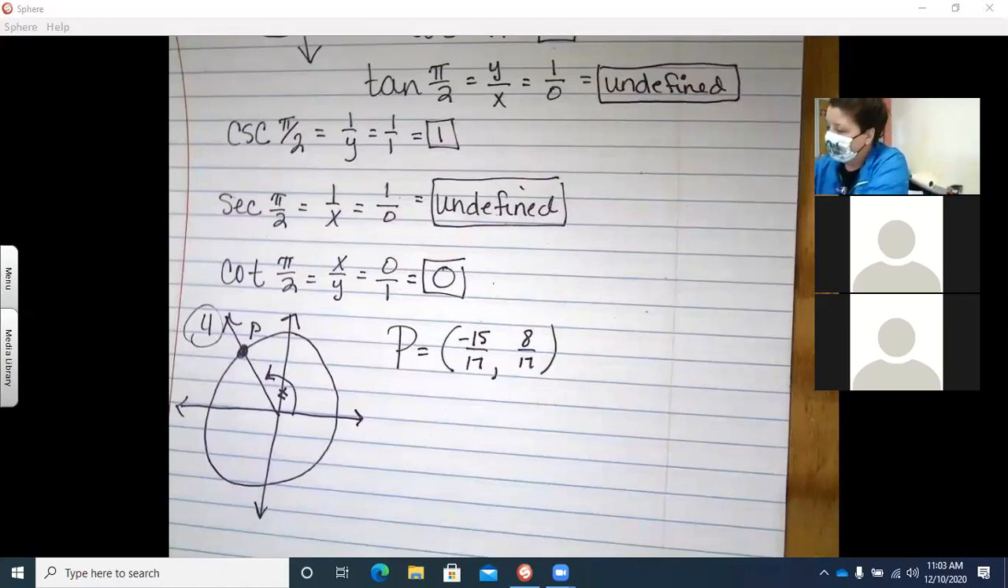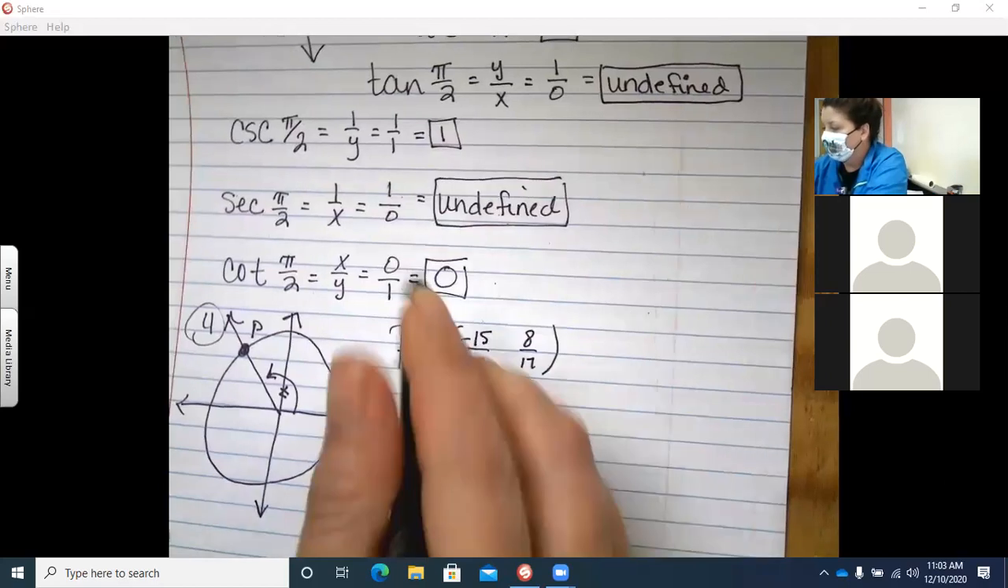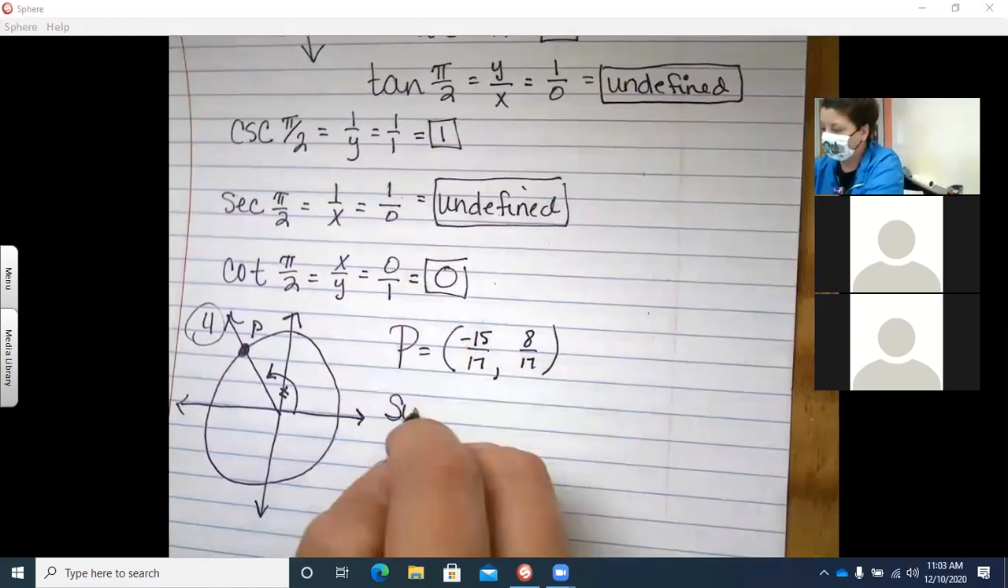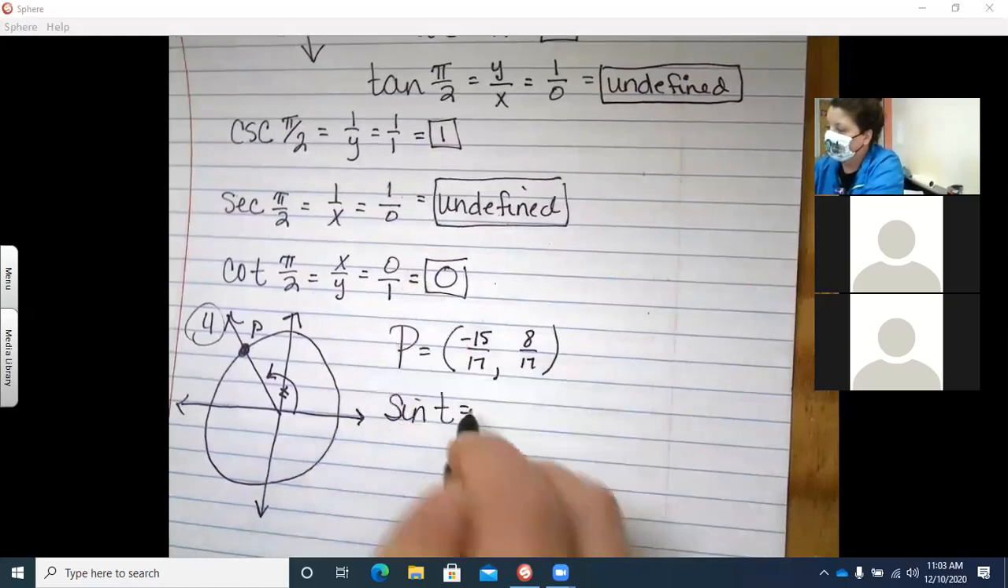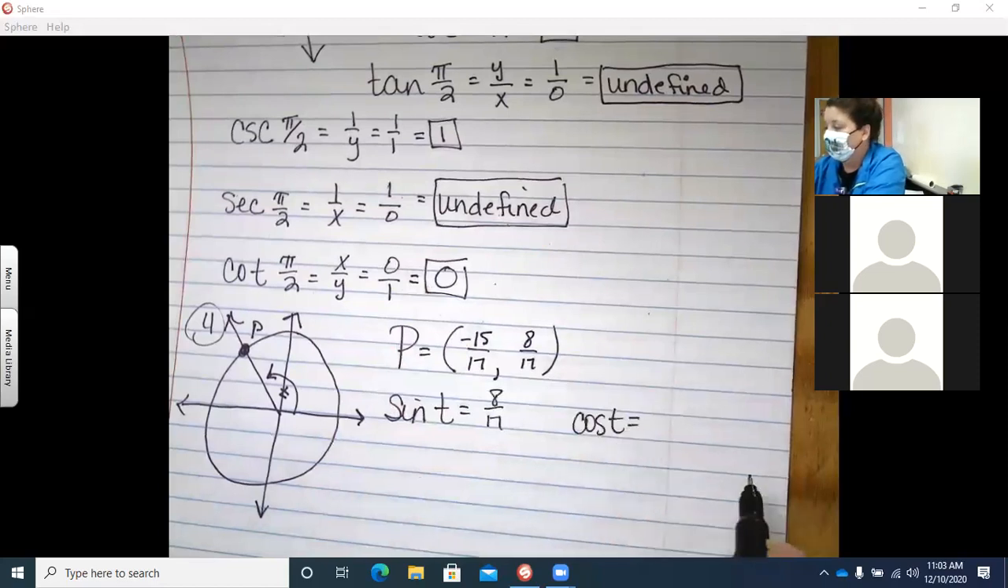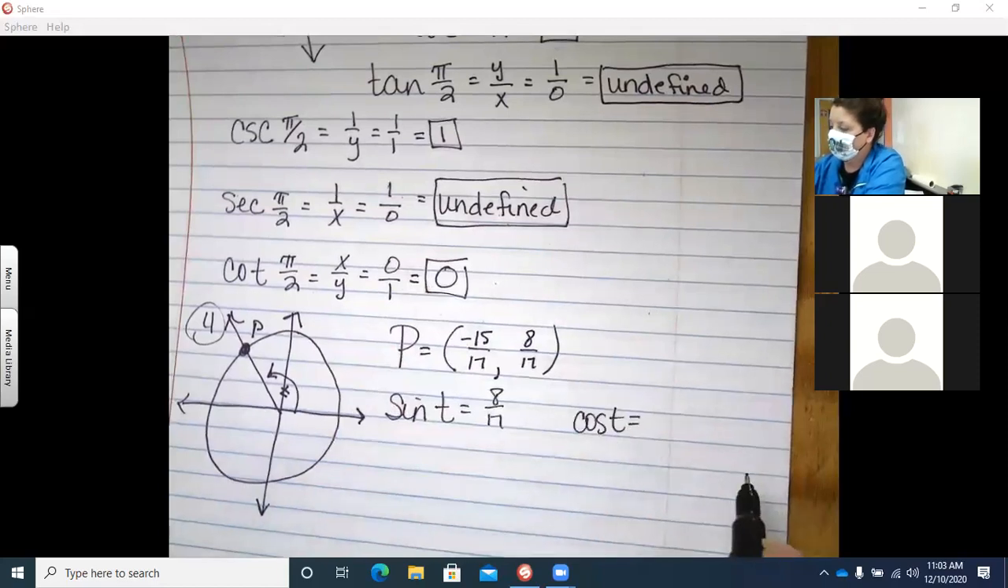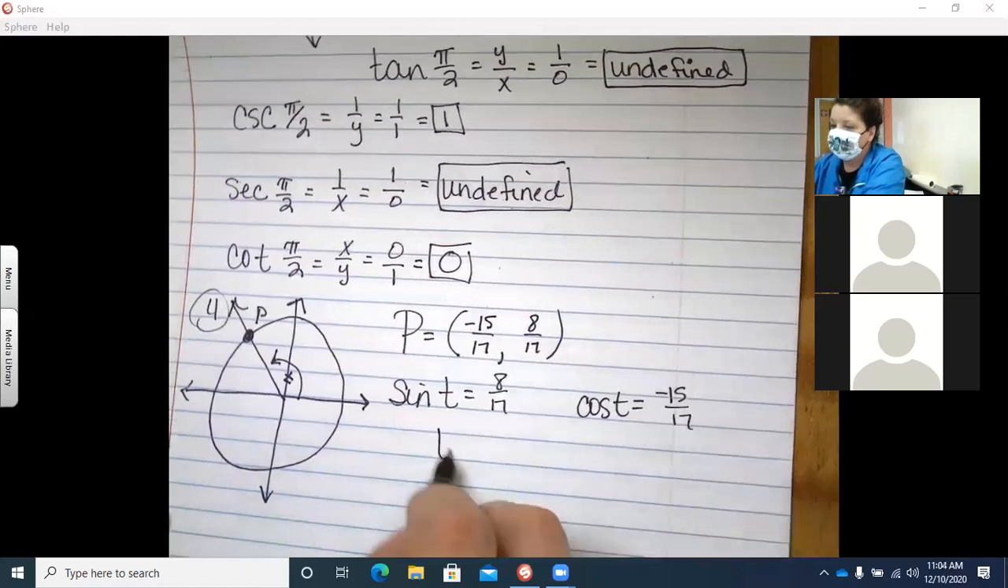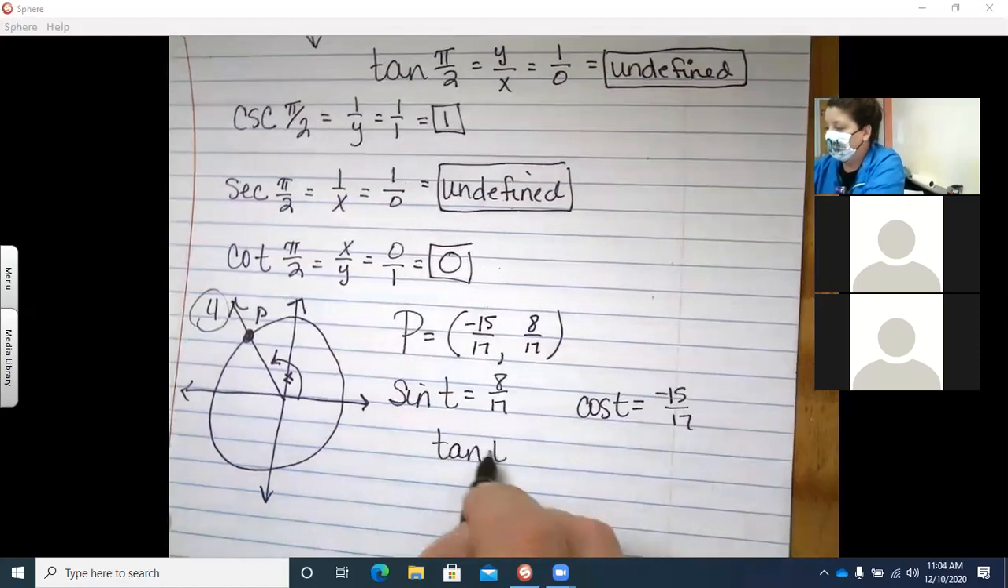So my sine of T is what? 8/17. My cosine of T is negative 15/17. Thank you. My tangent of T, remember tangent is y divided by x.